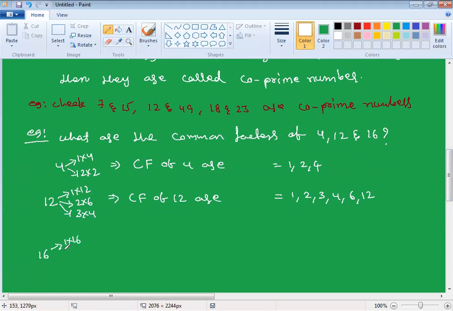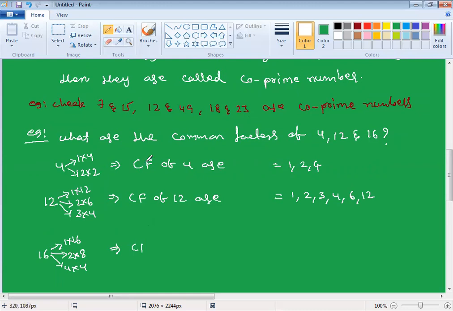1 times 16 is 16. Then 2 times 8 is 16. Then with 3, not possible. 4 times 4 is 16. With 5, 6, 7, 8, 8 twos is already there. And 9, 10, 11, 12, 13, 14, 15, 16, 16 ones we already have. Therefore, not common factors here. We have to write factors only.